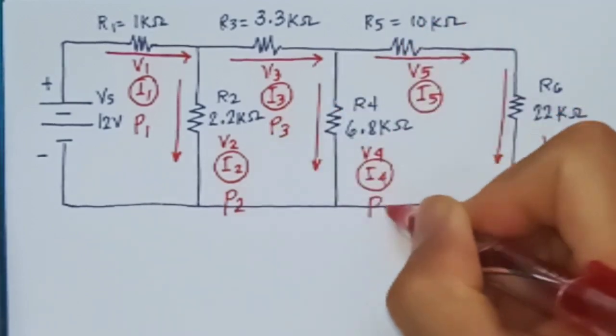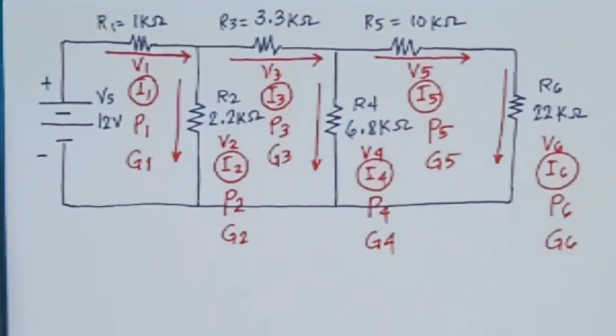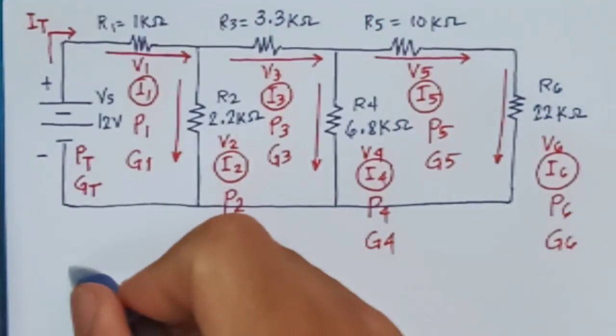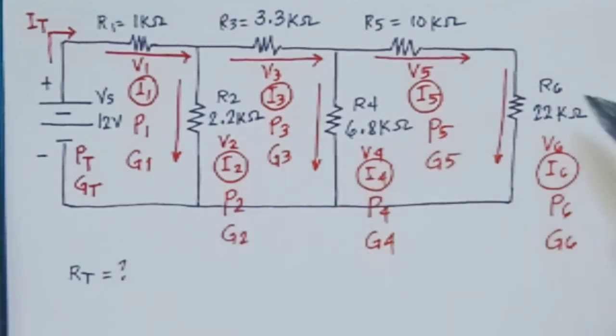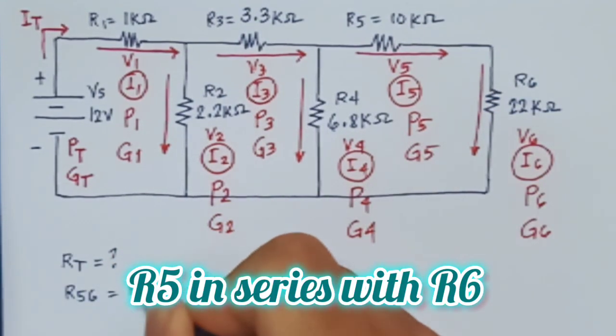And we will also calculate for all the powers dissipated by the resistors, and of course we will calculate the conductances, and finally we have here also the total current. Now let's start by calculating the total resistance.